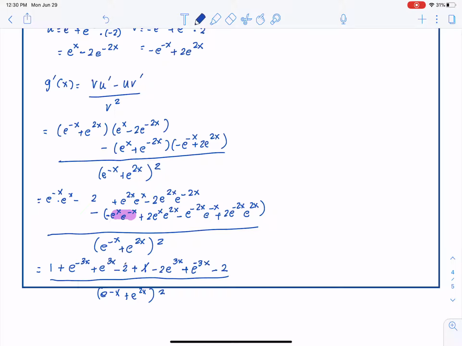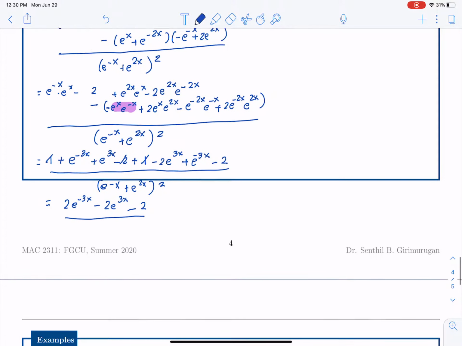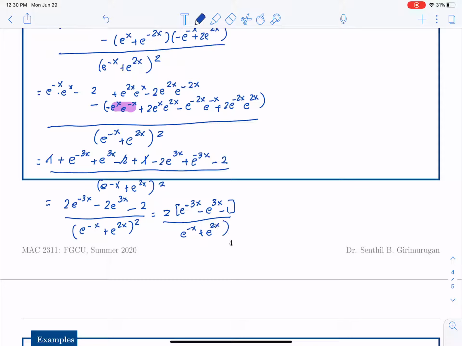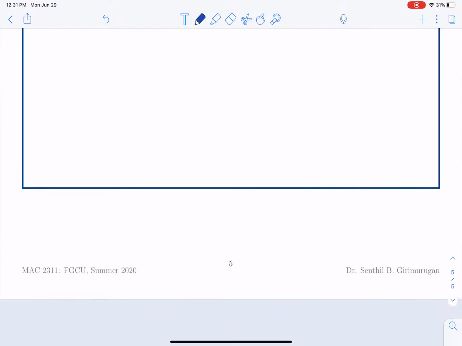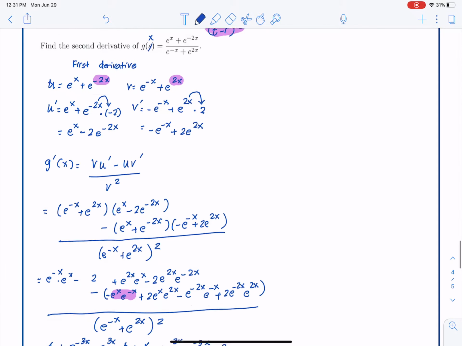If we combine the terms, those three would go away, and we have e raised negative 3x and e raised negative 3x, which is 2 times e raised negative 3x, e raised positive 3x and negative 2 e raised positive 3x, and negative 2 divided by e raised negative x plus e raised 2x squared. We have a 2 in common. So 2 e raised negative 3x minus e raised positive 3x minus 1 divided by e raised negative x plus e raised 2x squared. So that's just the first derivative.